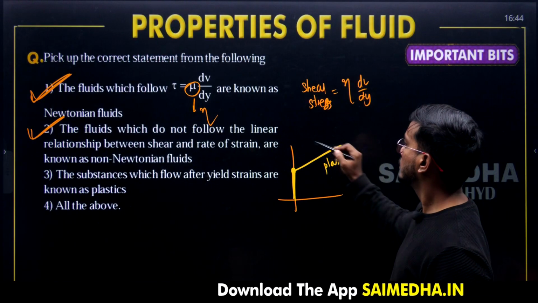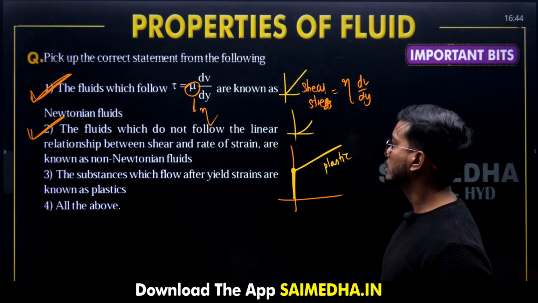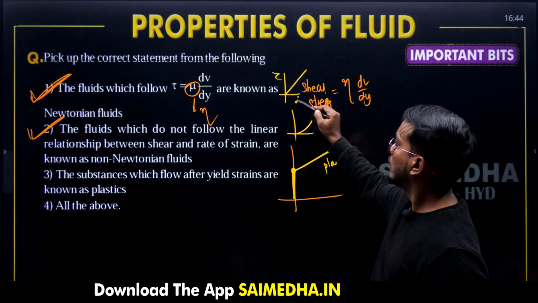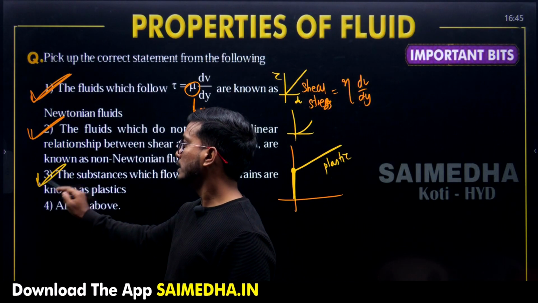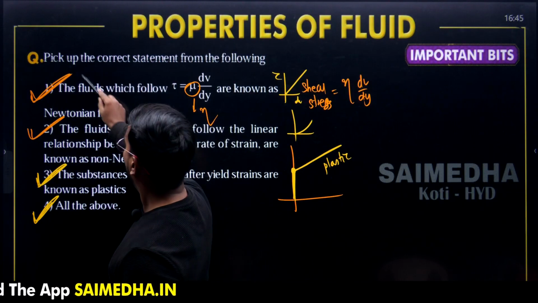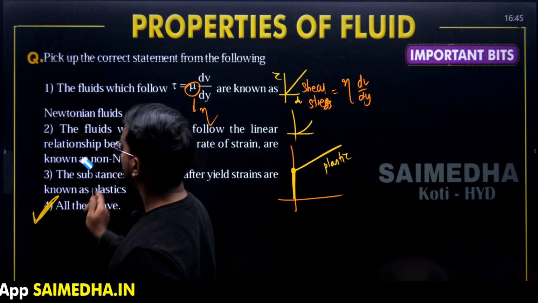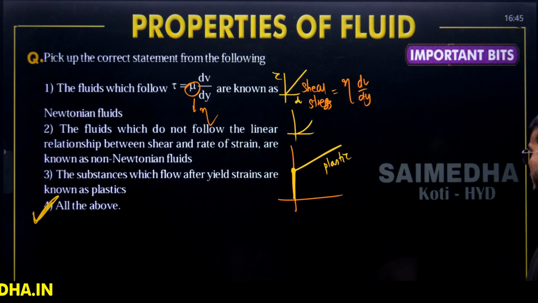This is the diagram for a plastic. This is the diagram for non-Newtonian. This is the diagram for Newtonian. This is shear stress, this is velocity gradient. Okay. So this is also correct. So finally, the answer is what? 4. All of the above. All of the above is the correct answer. Okay. Moving on to the next question.